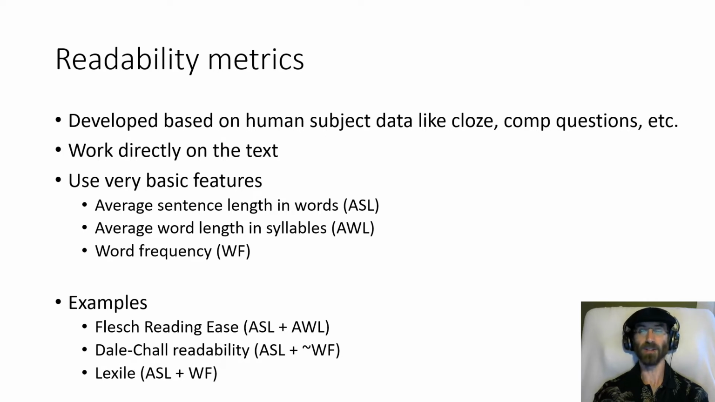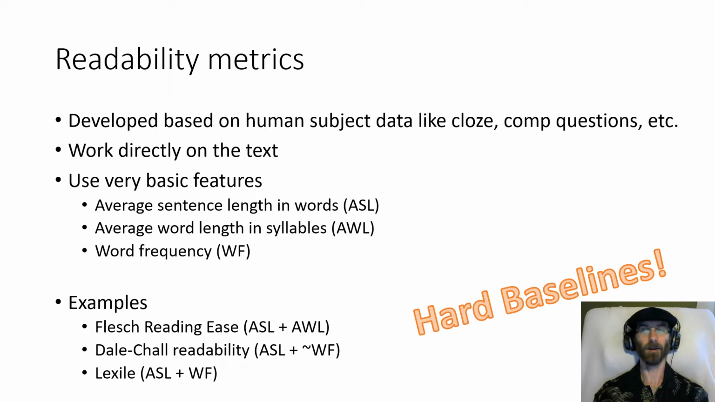Metrics like this have existed for over 100 years, and they work really well, and they're very hard baselines. It's quite hard to improve upon these. And people have tried for many, many years to do so. So what can we do?